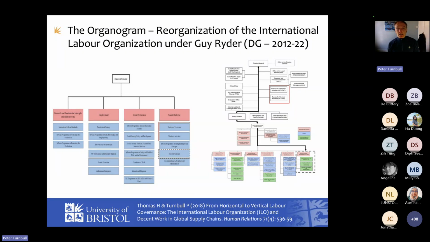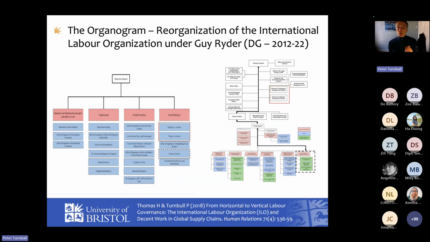So on the left-hand side is the organizational structure that Guy Ryder inherited. On the right-hand side is how he restructured the organization. So if you look at the first diagram under social dialogue, you'll see those 2 groups, the employers' activities and the workers' activities, which on the right-hand diagram, you'll see elevated to a direct line of reporting to the Director General. You'll also see under social dialogue on the left-hand diagram, sectoral activities.